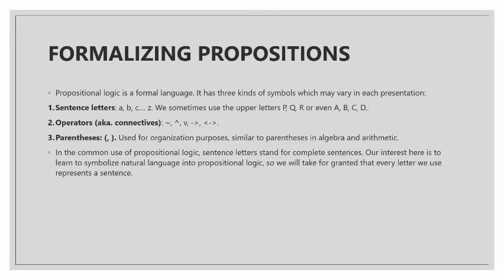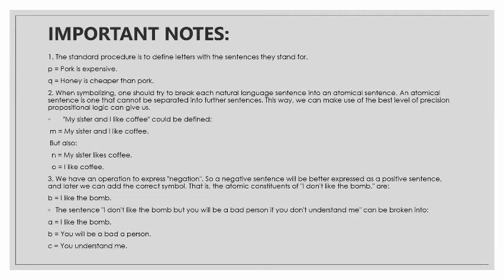In common use of propositional logic, sentence letters stand for complete sentences. Our interest here is to learn to symbolize natural language into propositional logic, so we will take for granted that every letter we use represents a sentence. For that note, the standard procedure is to define letters with the sentence they stand for. For example, P stands for pork is expensive. Q stands for honey is cheaper than pork.